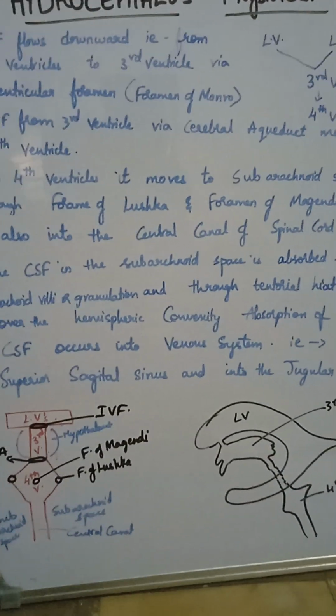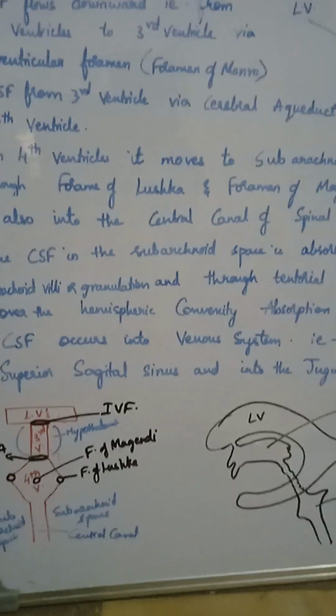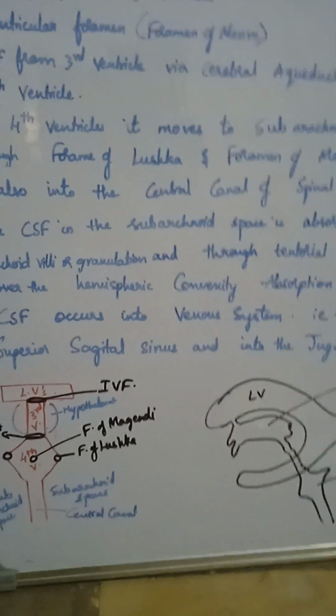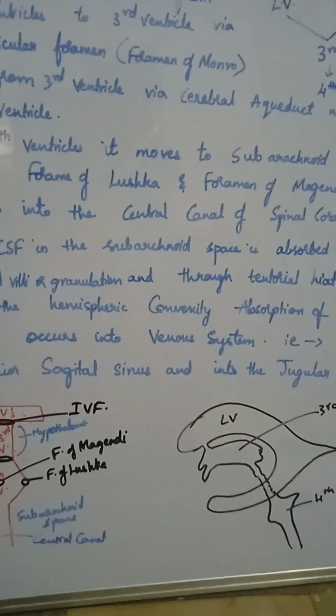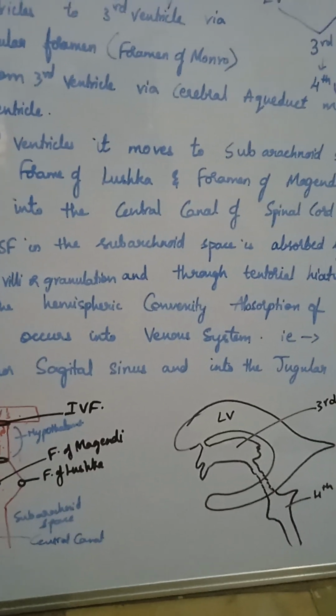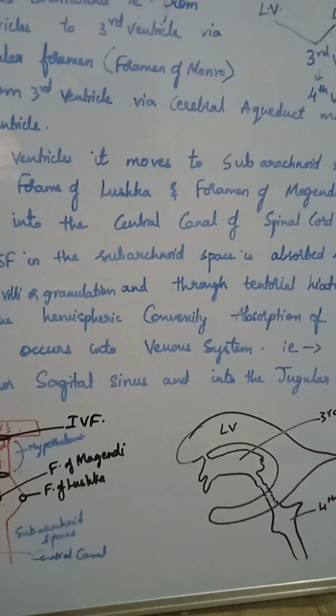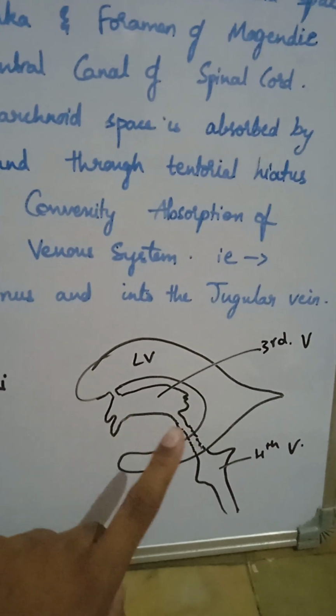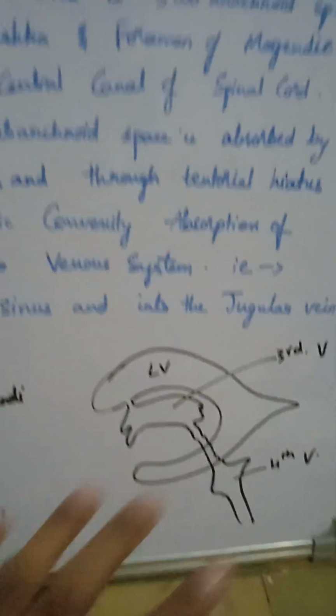In the next video, I am going to explain the causes of hydrocephalus and what the different causes are. In the third video, I'll be explaining the clinical features as well as the management of this condition. So here I've given you a diagram, that is the lateral ventricle. From the lateral ventricle it goes to the third ventricle, and from there into the fourth ventricle.